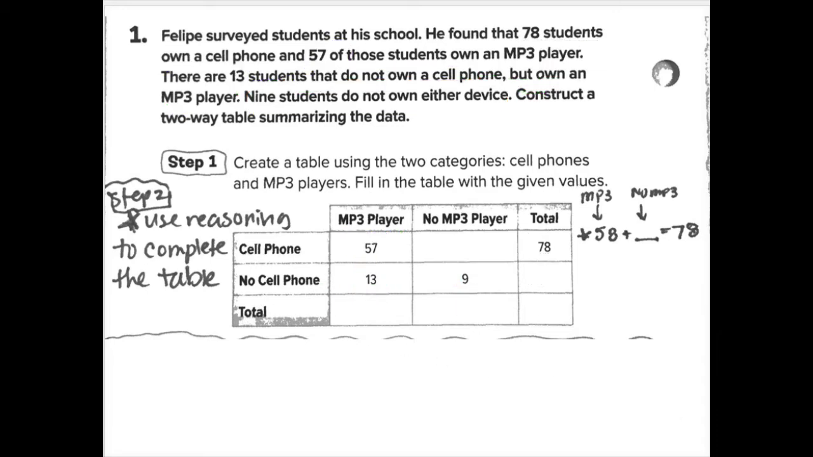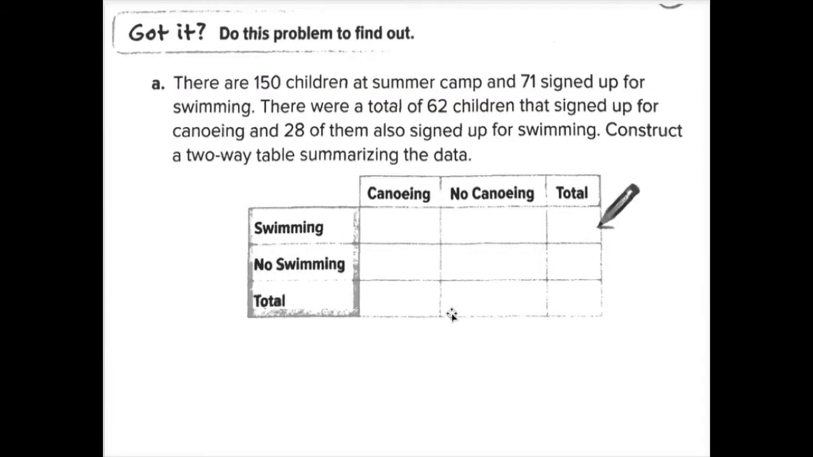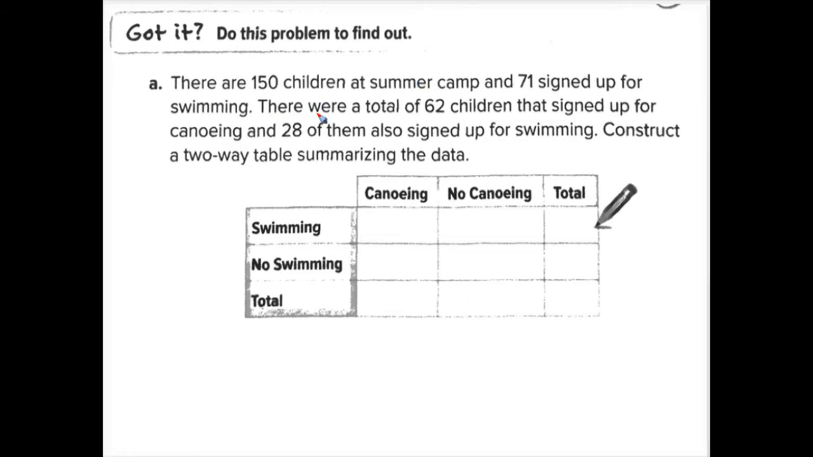Now you try this next one on your own. So hit pause and do that one. If you're struggling with the canoeing or the summer camp activity, let's see what information we have. To start, there are 150 children at summer camp. So this would be our grand total, and that is going to enter right here. When you see total and total, that's your grand final total.